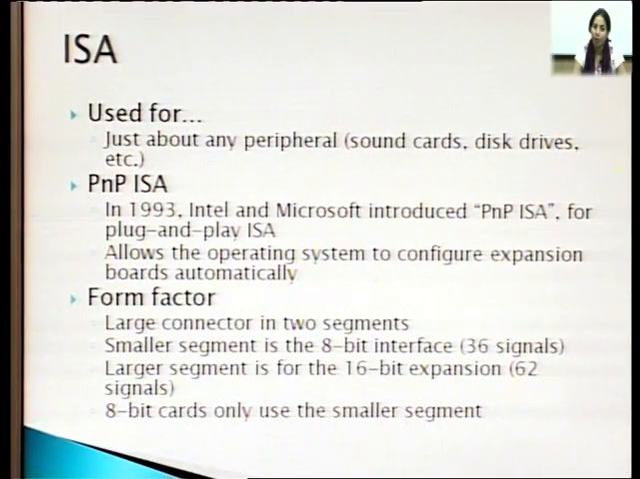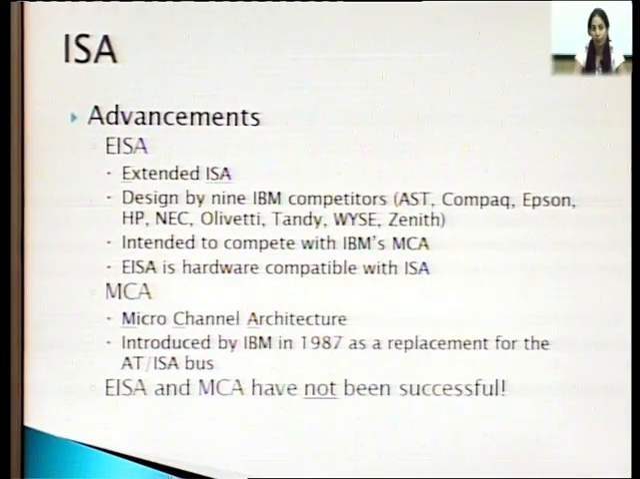Then form factor: a large connector in 2 segments. The smaller segment is the 8-bit interface, meaning 36 signals. The larger segment is for the 16-bit expansion, that is 62 signals, and 8-bit cards only use the smallest segment. This is the advancement of ISA slots.